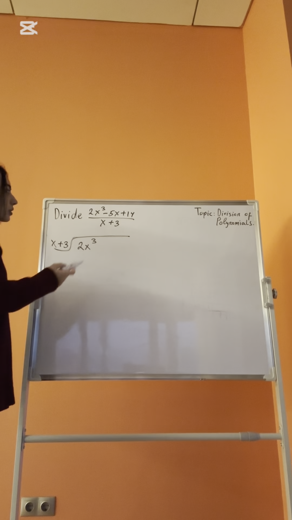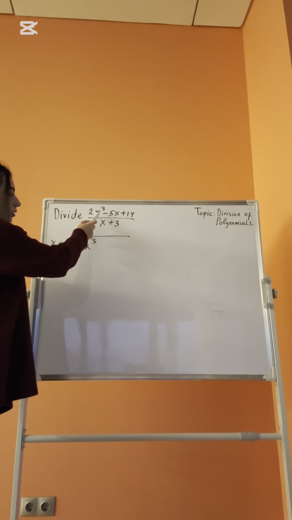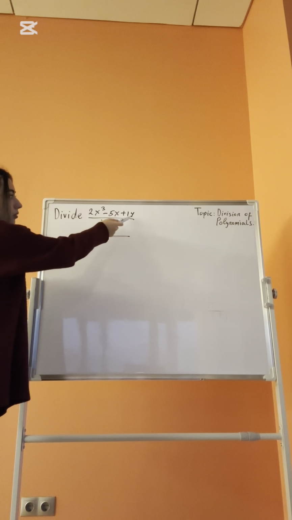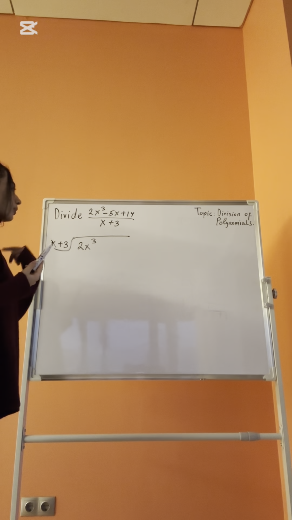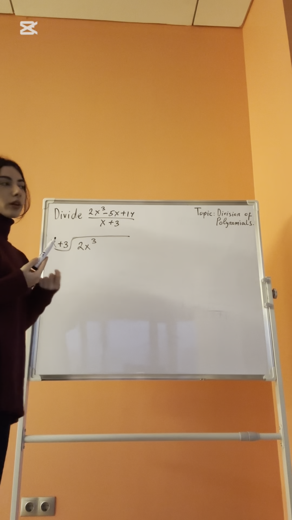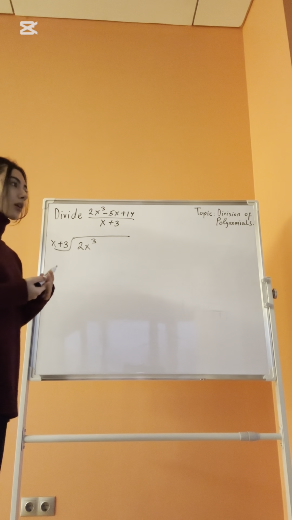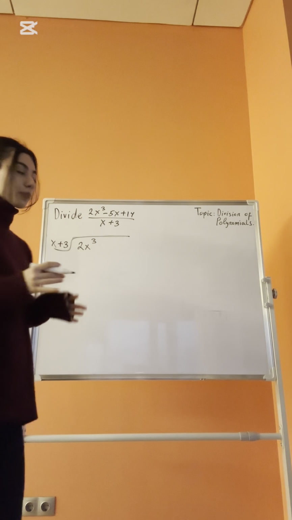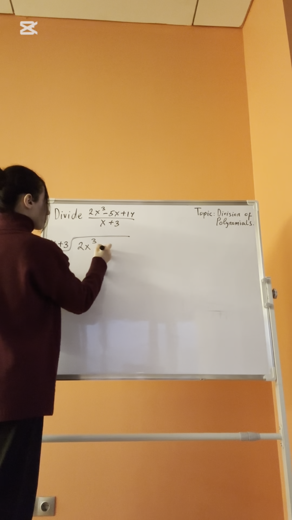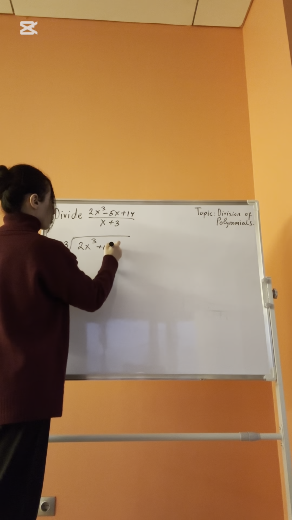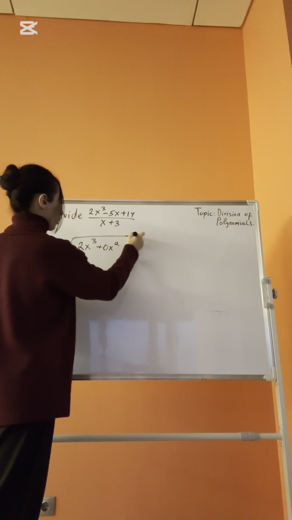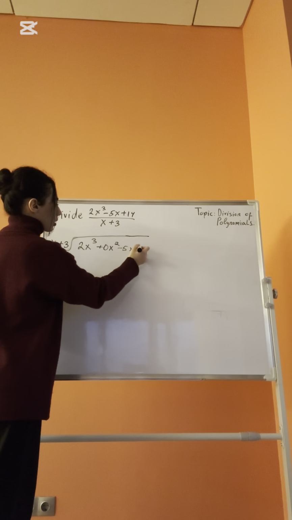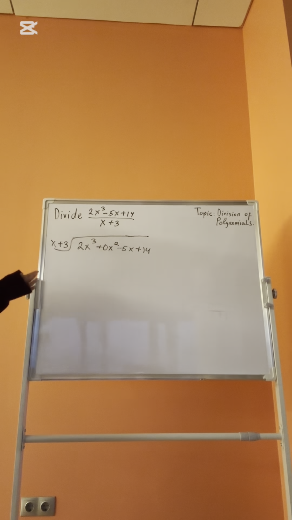And then, as you can see, we don't have anything with the x to the power of 2. We only have x to the power of 3, x, and nothing. But for the division, we have to write something with the x to the power of 2. Because there's nothing here, we're going to write it with the coefficient of 0. So we will write plus 0x to the power of 2. Next, we write as it is, minus 5x plus 14. So it's going to look like this.